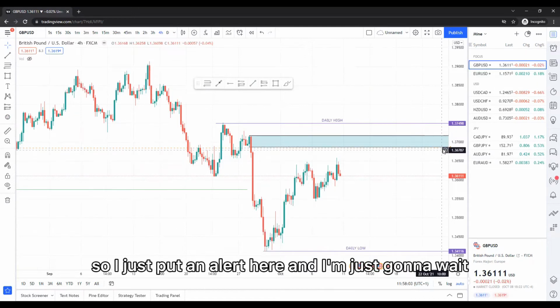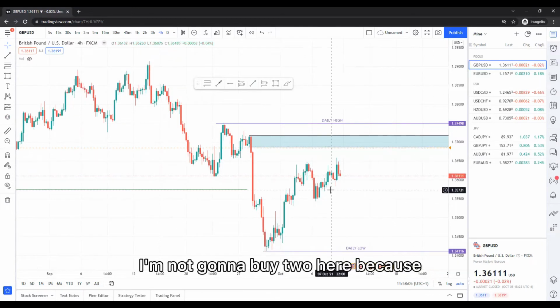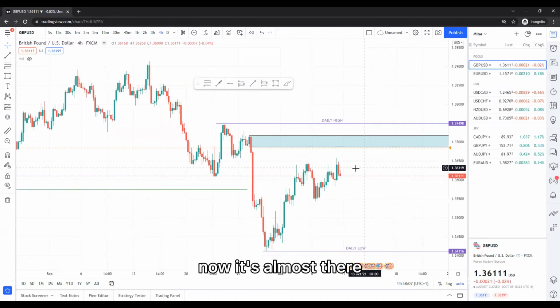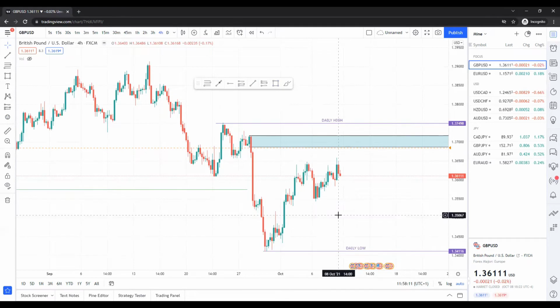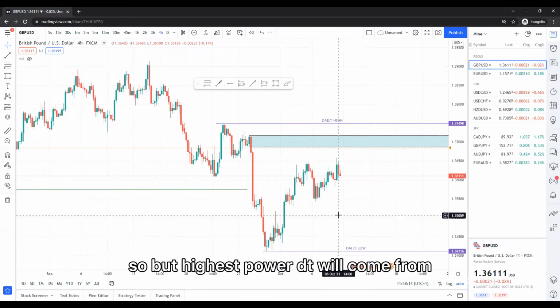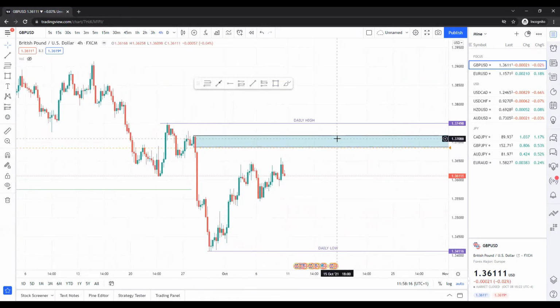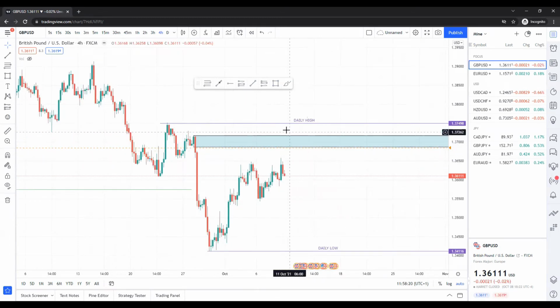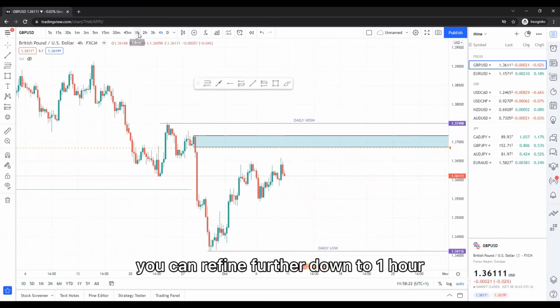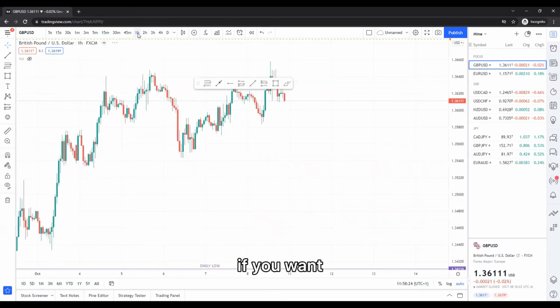I just put an alert here, and I'm just going to wait. I'm not going to buy up to here because now it's almost there. If it is here, it's a different case. But the highest probability trade will come from this area. So you mark here. You can refine further down to 1 hour if you want.